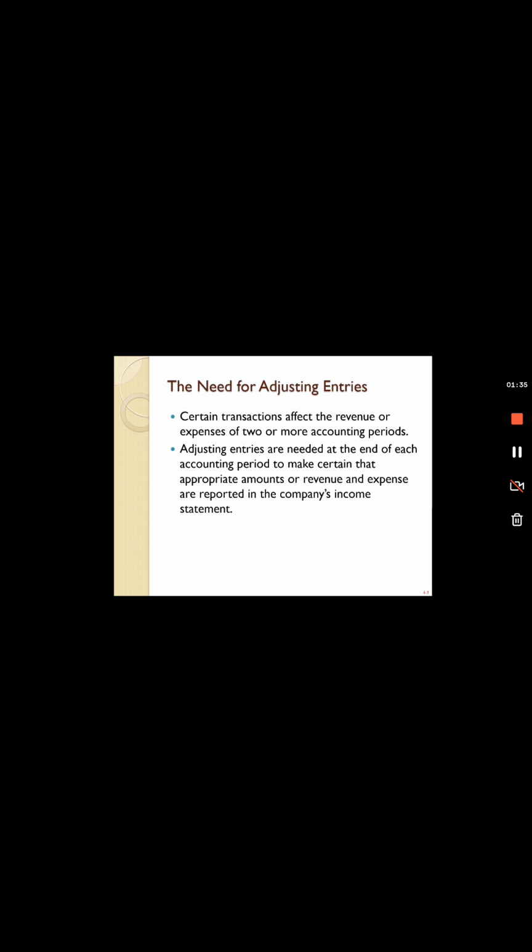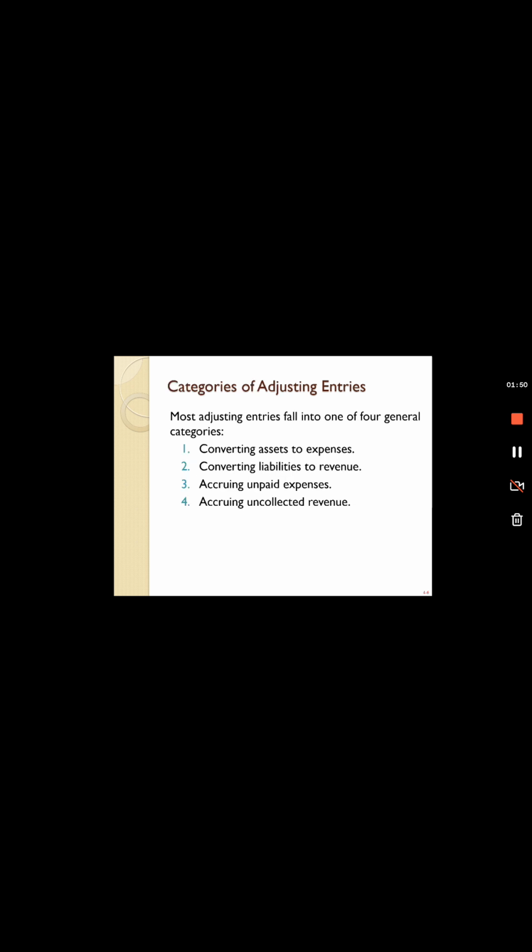Need for adjusting entries. Certain transactions affect the revenue or expenses of 2 or more accounting periods. Adjusting entries are needed at the end of each accounting period to make certain that appropriate amounts of revenue and expense are reported in the company's income statement.